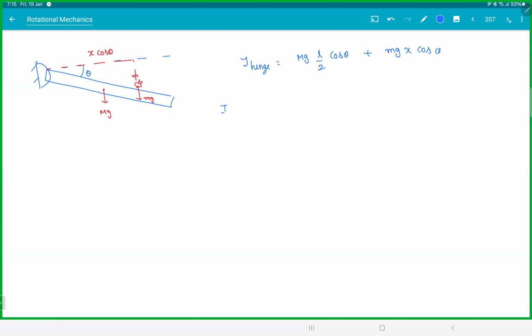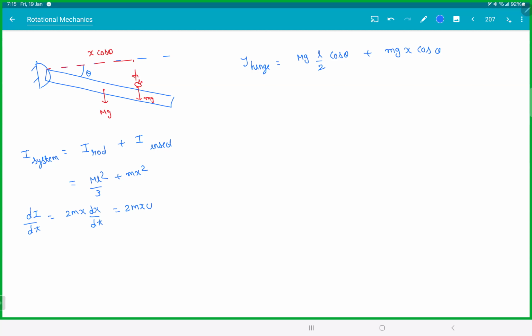But I know torque is nothing but I d omega by dt plus omega dI by dt. Torque is not I alpha. Here moment of inertia is changing. What is the moment of inertia of the system? It is I of the rod plus I of the insect. As the insect is walking, it is increasing the moment of inertia of the system. So this is ml square by 3 plus mx square. So dI by dt will be 2mx dx by dt, which is nothing but speed u.